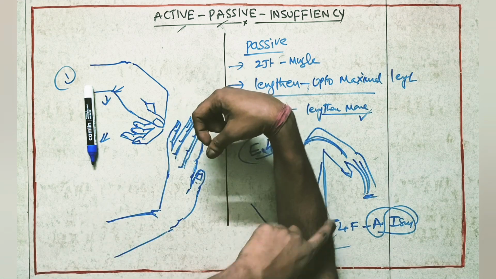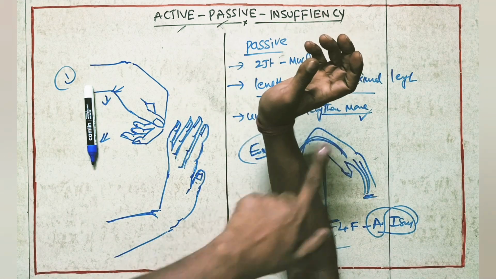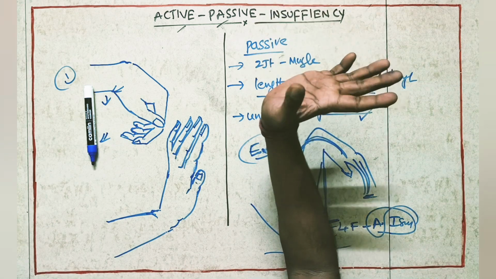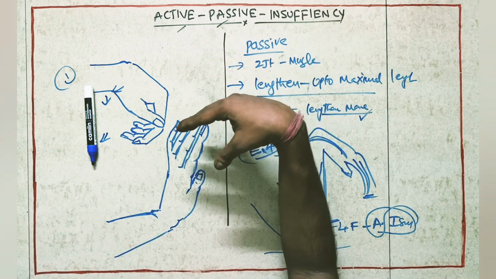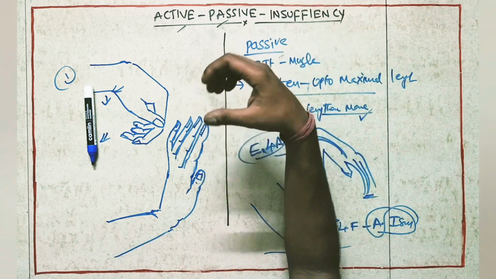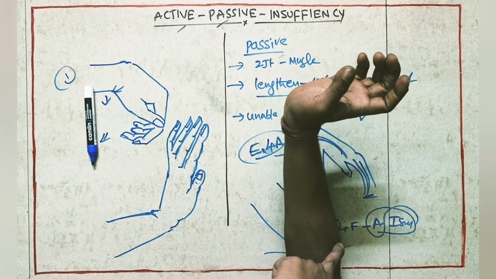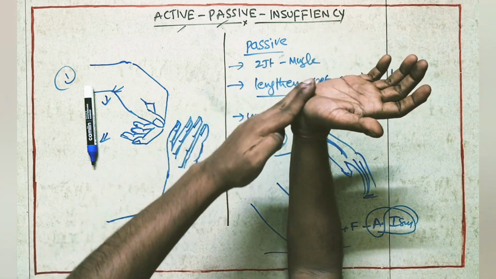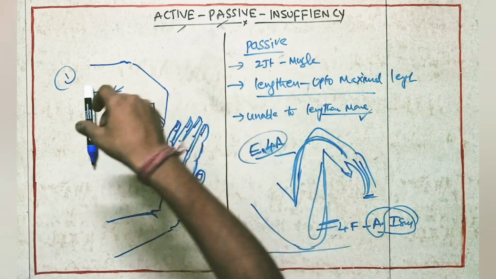So flexor muscles will be in active insufficiency and extensor muscles will be in passive insufficiency. If we do wrist extension, the fingers automatically go for flexion. If we do wrist flexion, the fingers go for extension. When we do wrist extension, the extensor muscles will be in active insufficiency and the flexor muscles will be in passive insufficiency. If you do it the other way, it will be reversed.